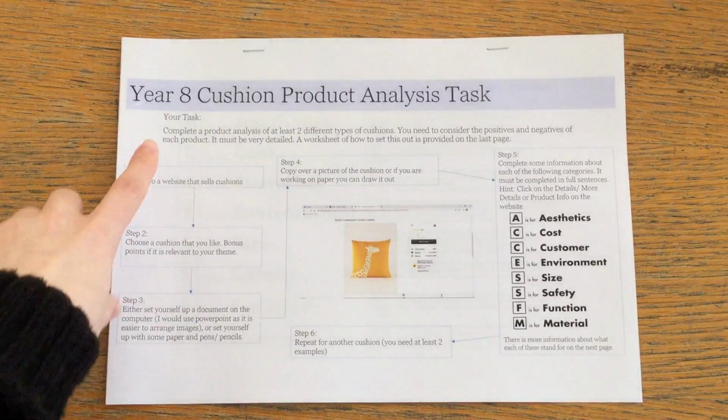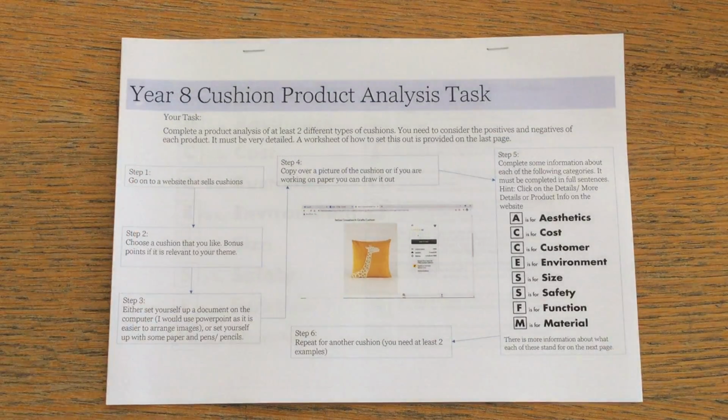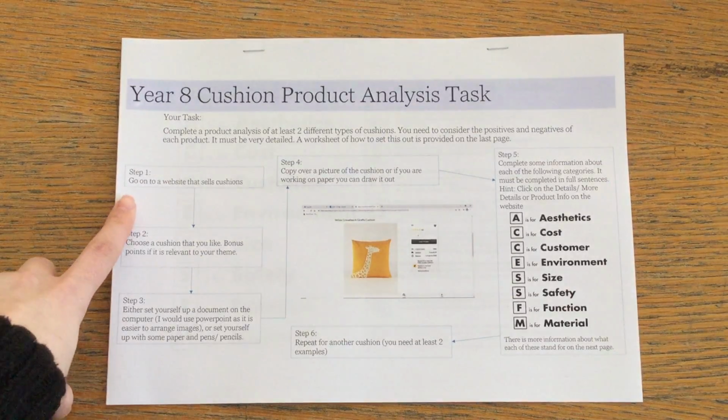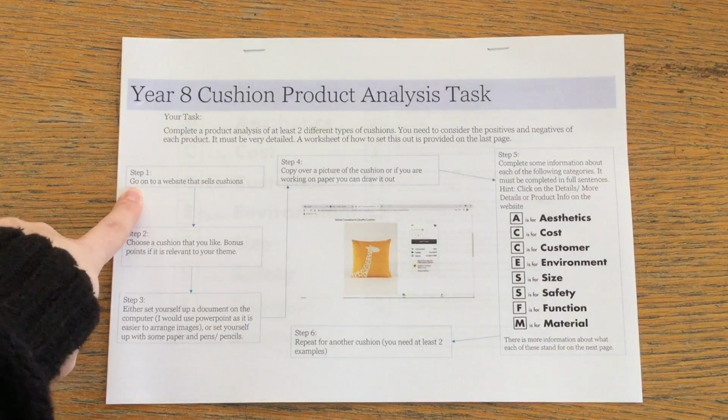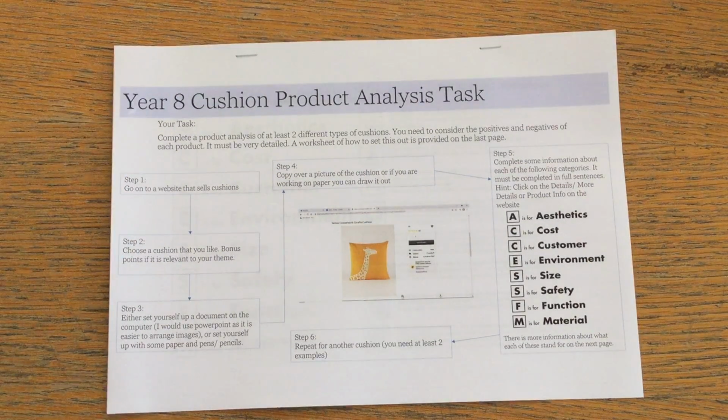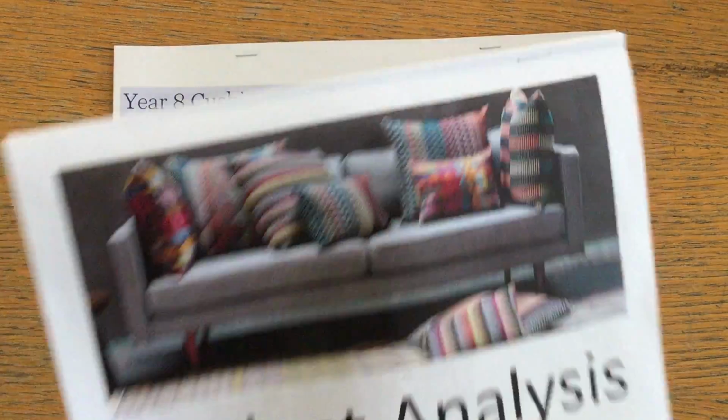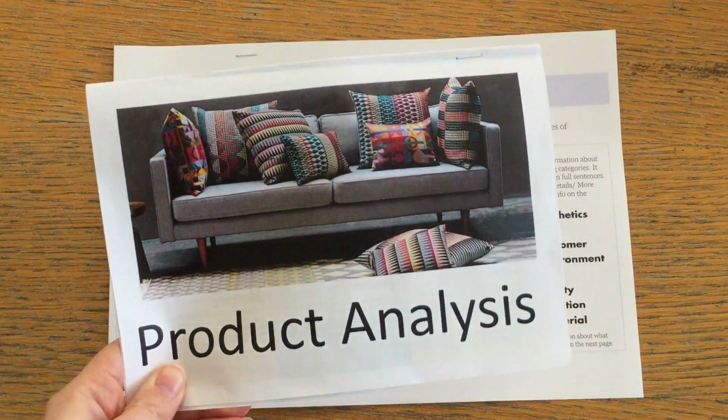So looking here, we are going to complete a product analysis of at least 2 different types of cushions. You're going to consider the positives and negatives of each product. It must be very detailed. Now, here it shows you how to complete that. You can go onto a website that sells cushions. If you are in a classroom, your teacher might give you one of these product analysis booklets.